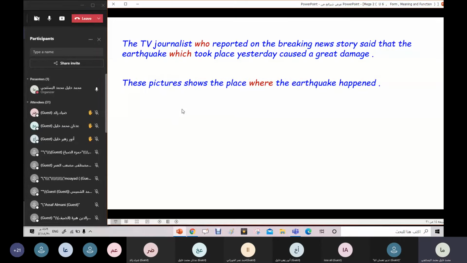Now we can read the next example. Anwar. These pictures show the place where the earthquake happened. Good. These pictures show, not shows. Okay? These pictures show the place where the earthquake happened. You realize here the relative adverb where refers to what? To a place. Look here.